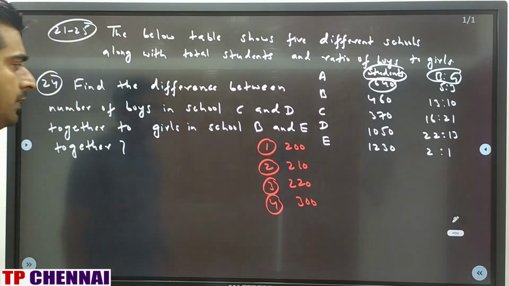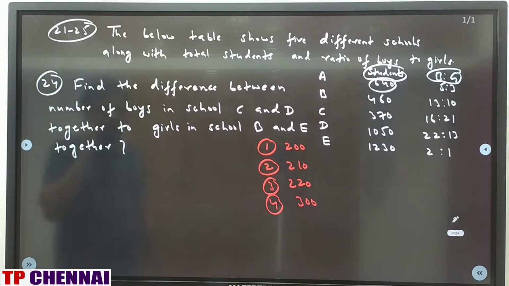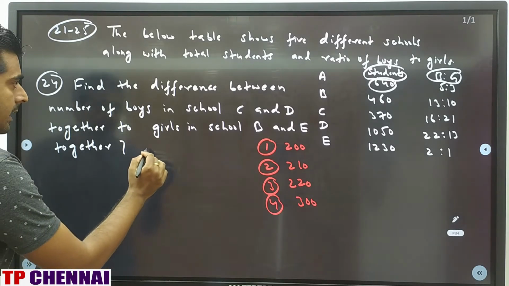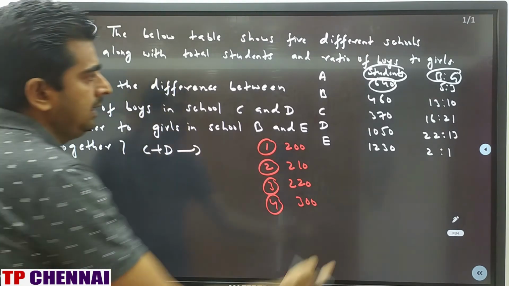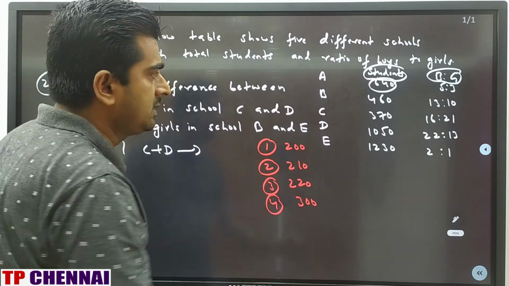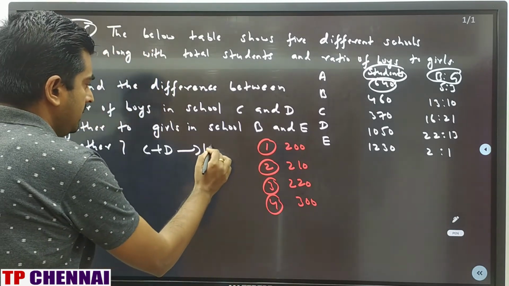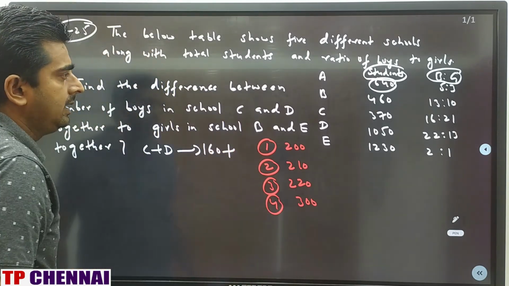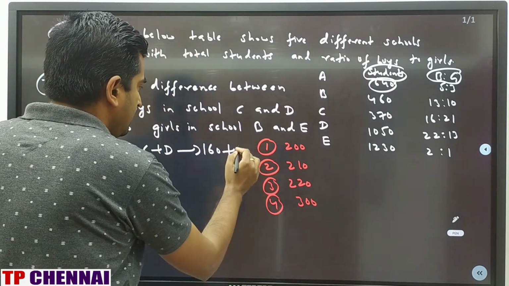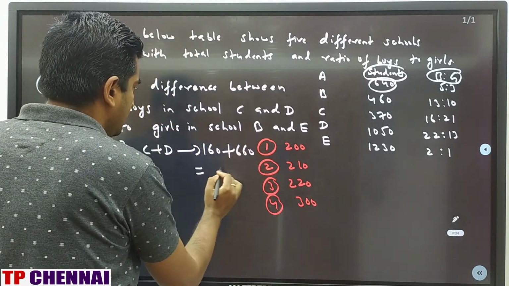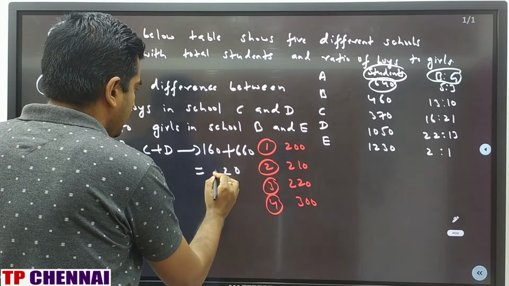Now we see the 24th one. Find the difference between the number of boys in school C and D together to the girls in school B and D together. So C and D, we have to see about boys. So C, 37 part is 370, 1 part is 10, 16 part is 160. And D, 35 part is 1050, 1 part is 30, 22 part is 660. What is the answer? 820.